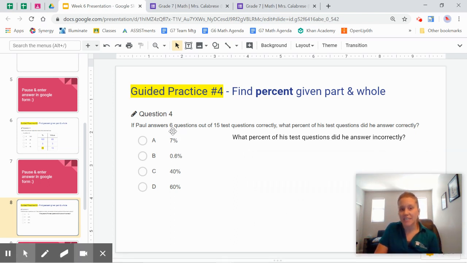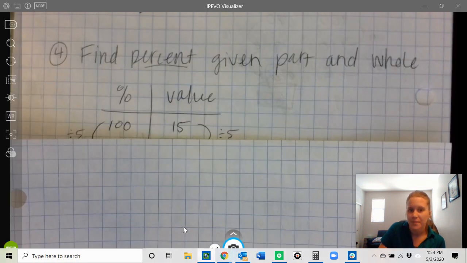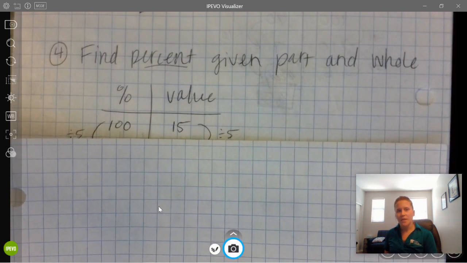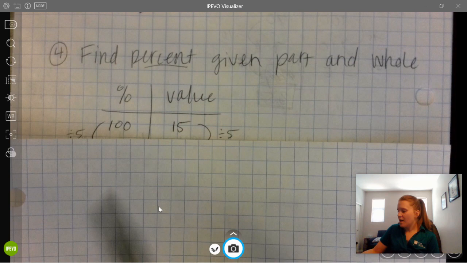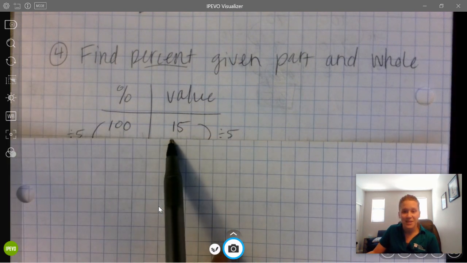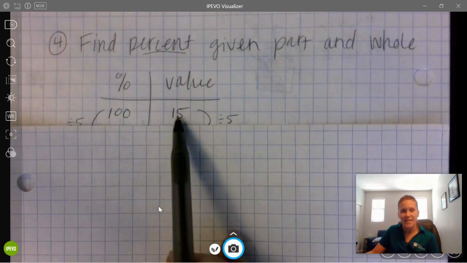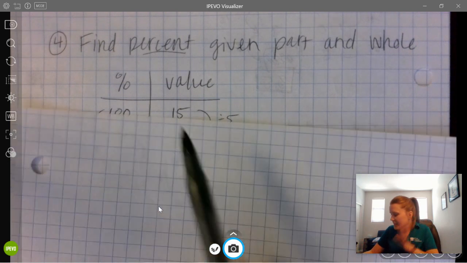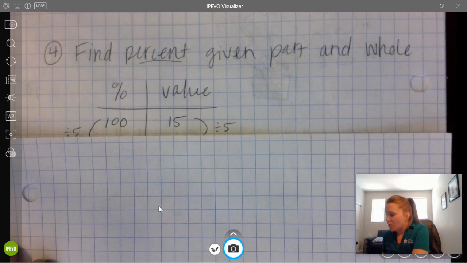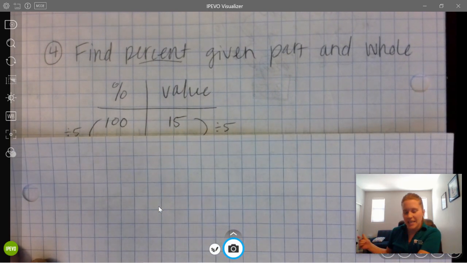So if Paul answers 6 out of 15 test questions correctly, I can find the percent he got correct, and I can also find the percent he got incorrect. And I want to do both so you're really ready for your independent practice. Okay, here's what I was thinking. I know that 100% of the test questions is 15 because there are 15 total questions. That's my whole. I want to know what percent 6 is.